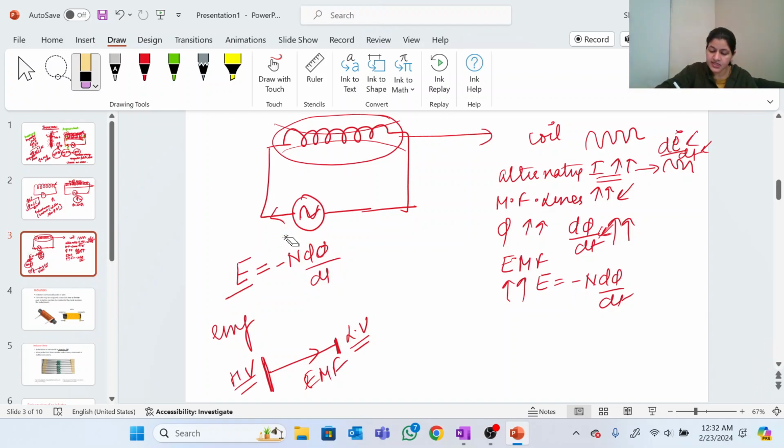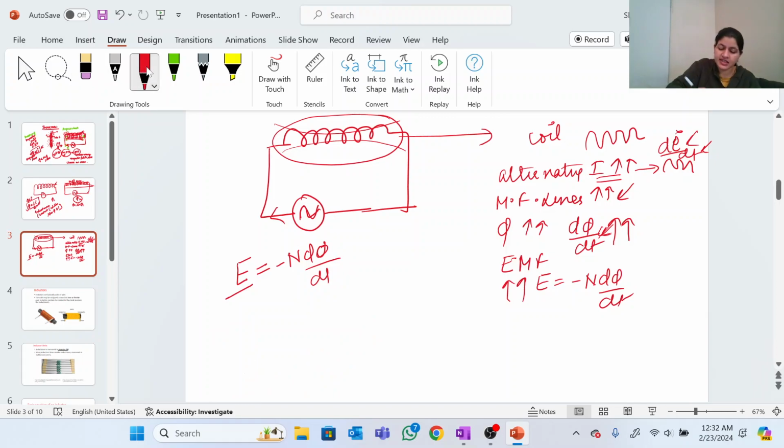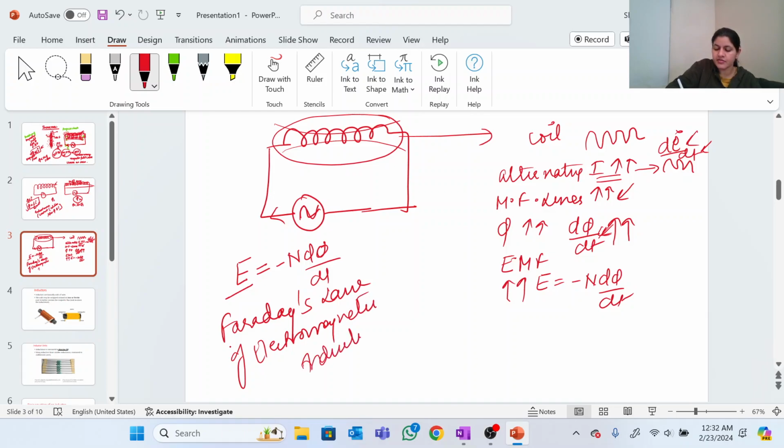Now one very good thing, so maybe I'll write somewhere here what this is. This is nothing but Faraday's law of electromagnetic induction, and this is E is equal to minus n d phi by dt, where this is the change in flux with respect to time, and this is nothing but the number of turns.